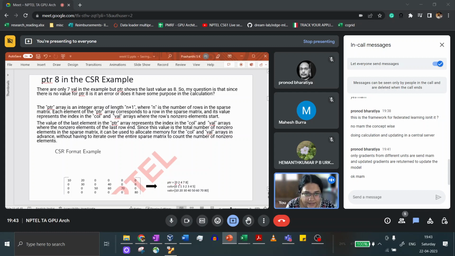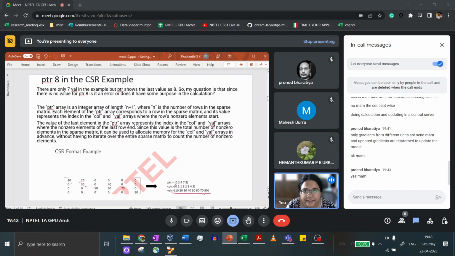So your PTR has 0, 2, 4, 7, 8. Now the question is, there are only 7 non-zero values, 3, 4, 5, this, right? This index I think is what the person is talking about, 3, 4, 5, 6, 7, 8. Yeah, there are 8 values but just 7 indices.